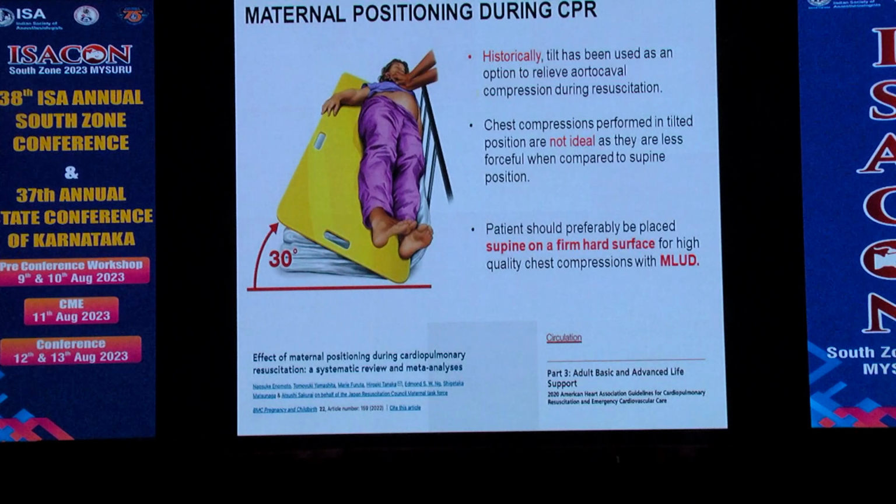What about the position during the CPR? Historically, tilt has been used as an option to relieve the aortocaval compression during resuscitation, but evidence has shown that chest compressions performed in tilted positions are not ideal, as they are less forceful when compared to supine position. So, it is recommended that patients should preferably be placed supine on a firm hard surface for high quality chest compression, of course with manual left uterine displacement.